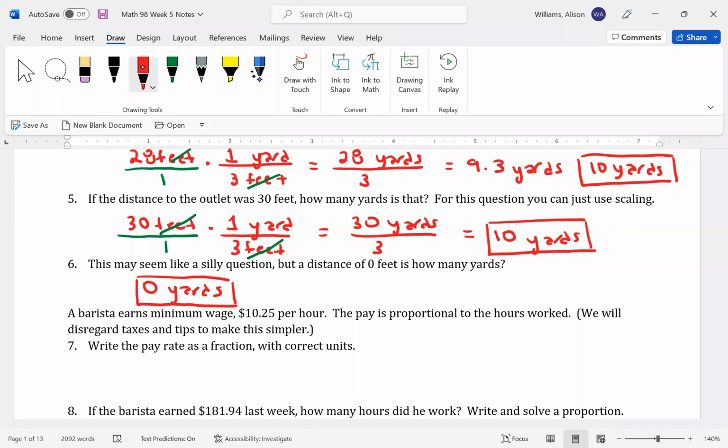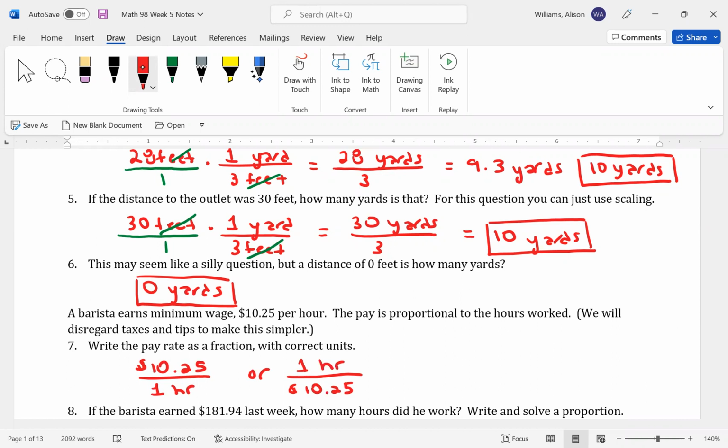Okay, so let's write the pay rate as a fraction. So as a fraction, they get $10.25 for 1 hour. Or we could write it as 1 hour is $10.25. So we can write it either way, and we'll pick which way we want to use based on what unit we'd like to cancel.